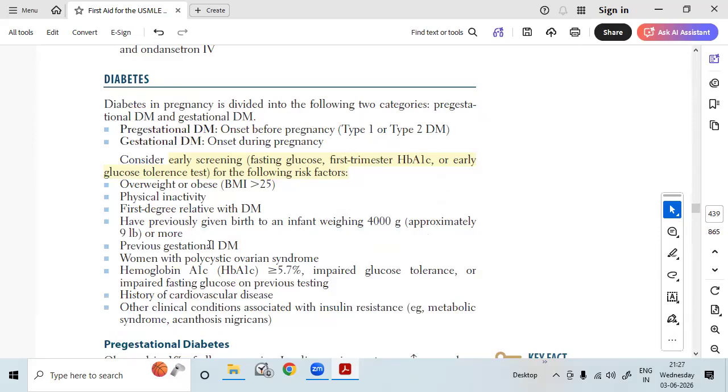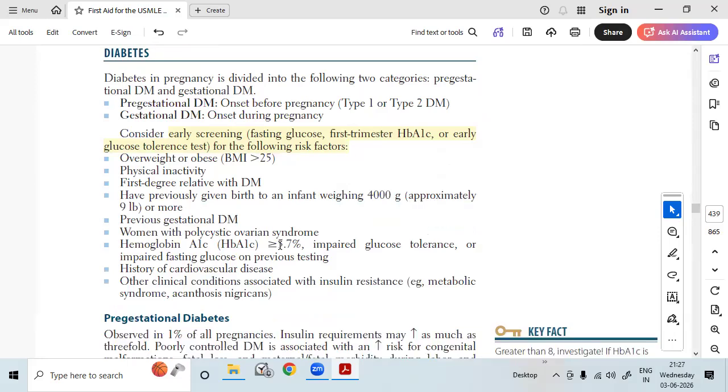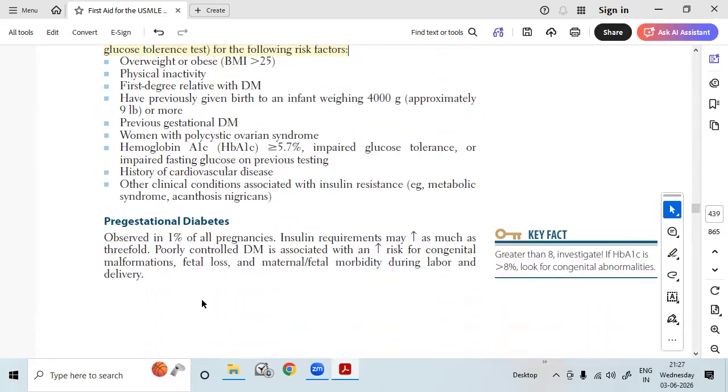Also previous gestational diabetes, women with polycystic ovarian syndrome, HbA1c more than or equal to 5.7%, impaired glucose tolerance or impaired fasting glucose on previous testing, history of cardiovascular disease, other clinical conditions associated with insulin resistance such as metabolic syndrome and acanthosis nigricans. Pregestational diabetes is observed in 1% of all pregnancies. Insulin requirements may increase as much as threefold.